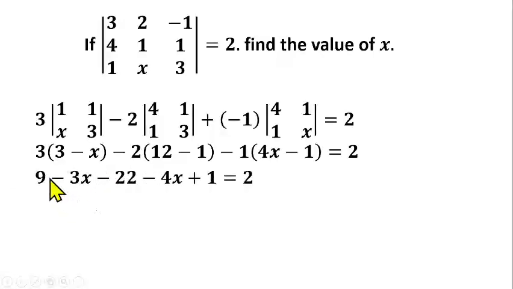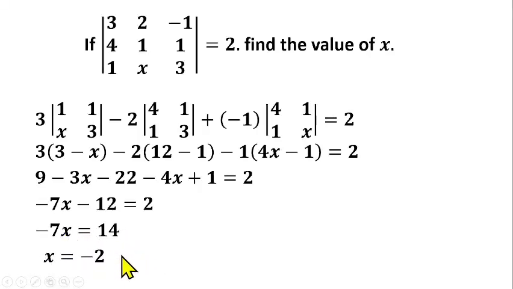Open the brackets, we have 9 minus 3x, then this is 12 minus 1, which is 11, times minus 2, we have minus 22. Minus 1 times 4 will give us minus 4x, then minus 1 times minus 1 will give us plus 1, equals 2. Collect like terms: minus 3x minus 4x will give us minus 7x. So 9 minus 22 plus 1 will give us minus 12, equals 2. Take minus 12 to this side, we have minus 7x equals 14. Divide both sides by minus 7, x will be equal to minus 2.